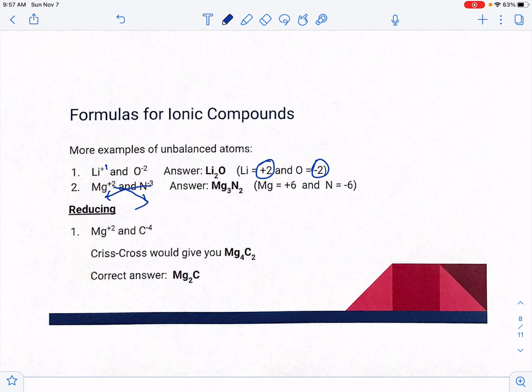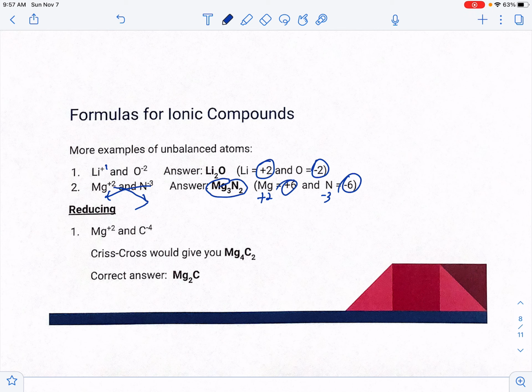I want to make sure it's all balanced out. Since magnesium has a charge of +2 and I have 3 of them, 3 times 2 gives me +6. And then nitrogen has a charge of -3 and I have 2 of them, and so -3 times 2 gives me -6. The numbers match out, and so that means this is a balanced formula.